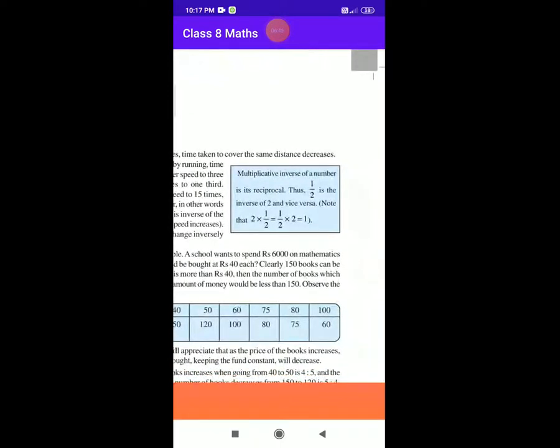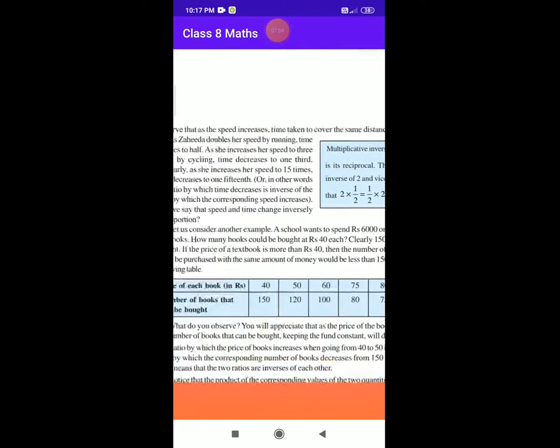Multiplicative inverse of a number is its reciprocal. Thus 1 by 2 is the inverse of 2 and vice versa. 2 multiply 1 by 2 is equal to 1 by 2 multiply 2 equal to 1.